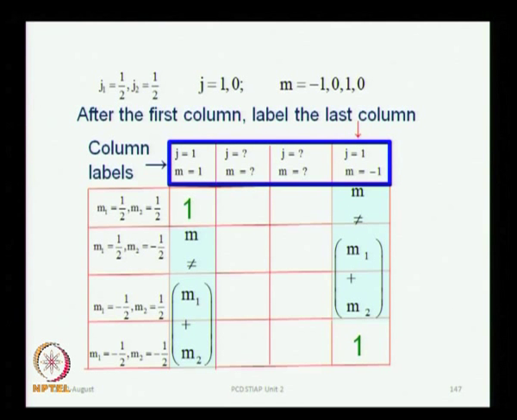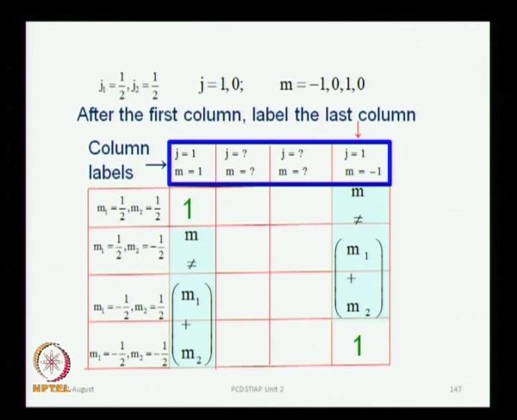Now, you already know that for the remaining elements in the first row, the first column, and the last column, m is not equal to m1 plus m2. So, those Clebsch-Gordan coefficients must vanish, because that is a necessary condition for the Clebsch-Gordan coefficient to be non-zero. So, put 0 in all those locations.